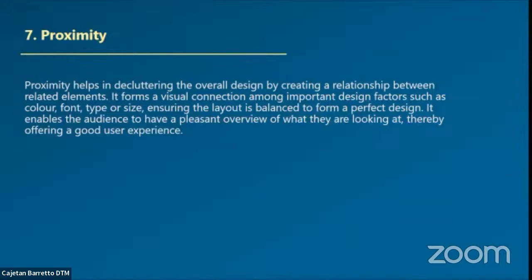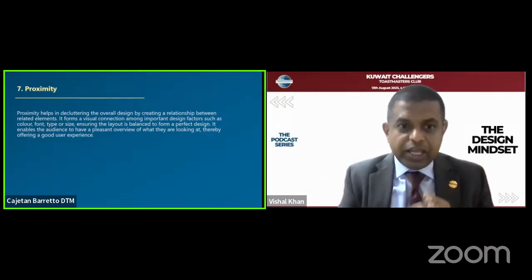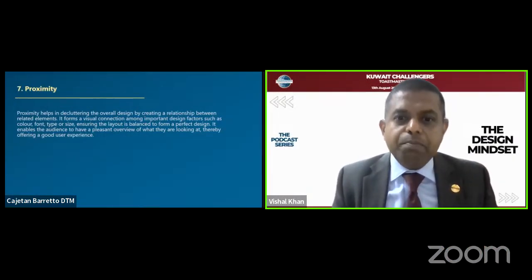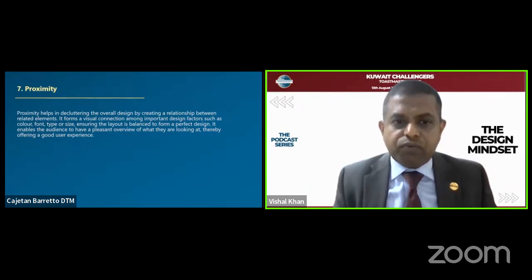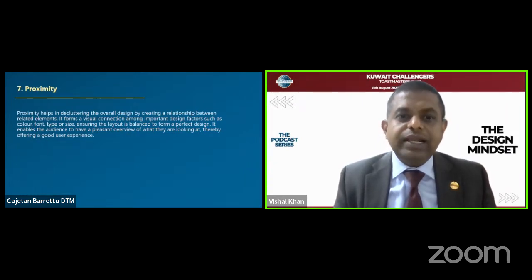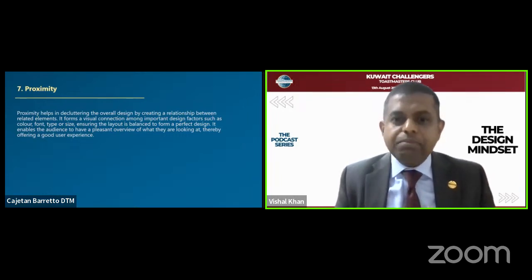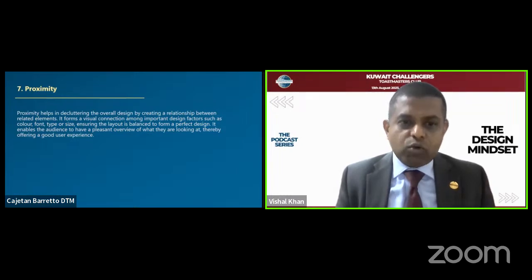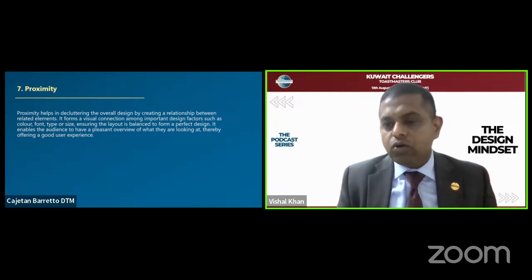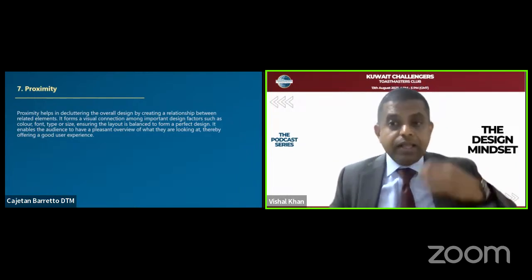Well, let's now move on to the proximity. Proximity helps in decluttering the overall design by creating relationship between related elements. So you've got related elements in close proximity. It is a form of visual connection among important design elements such as colors, font type, and size, ensuring the layout is balanced to form a perfect design. This enables the audience to have a pleasant overview of what they are looking for, thereby offering good user experience.